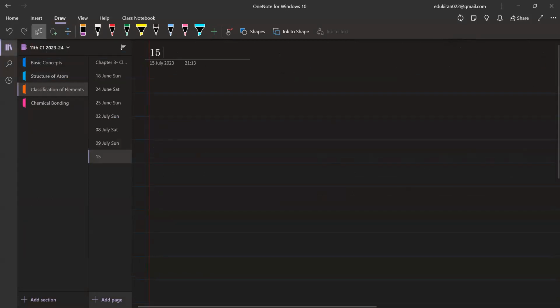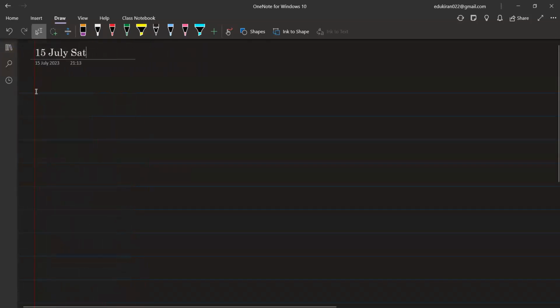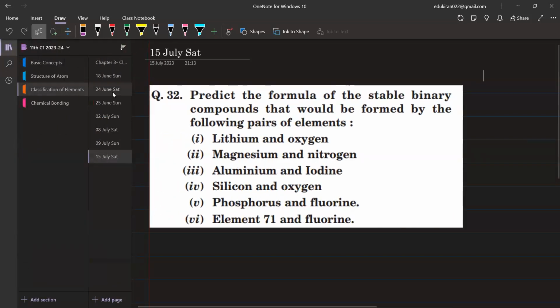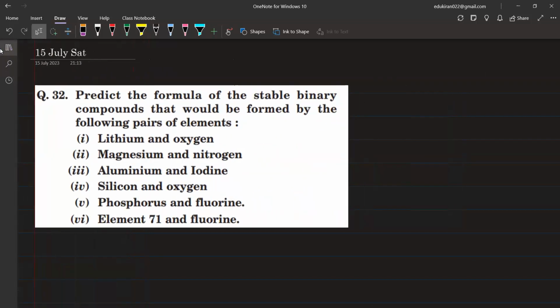So, in today's class, we'll start now. This is 15th July, Saturday. Write this question: Predict the formula of stable binary compounds that would be formed by the following pairs of elements.